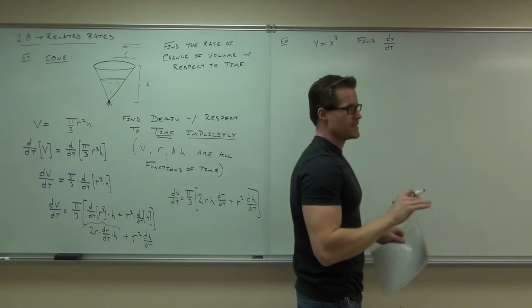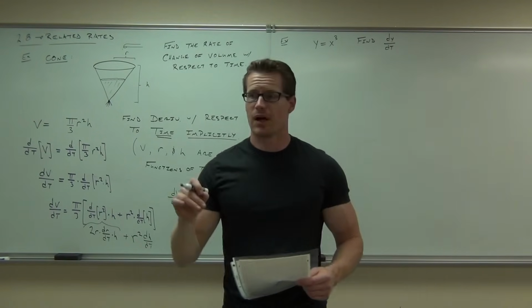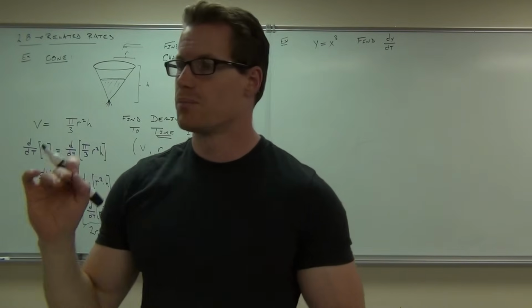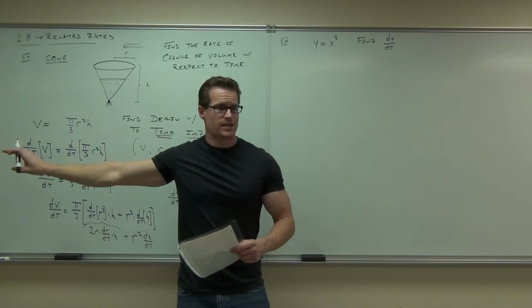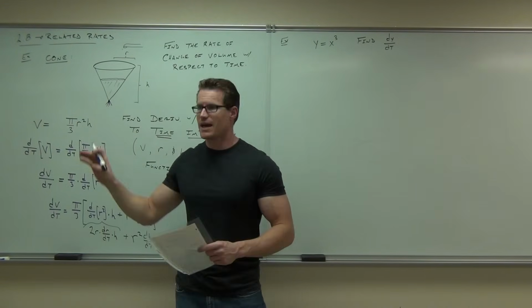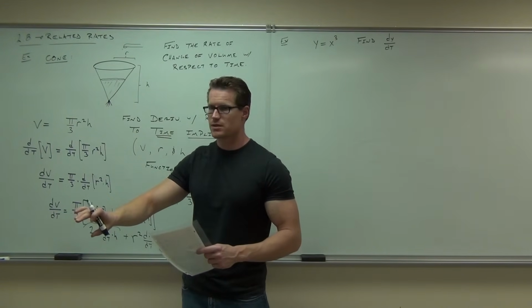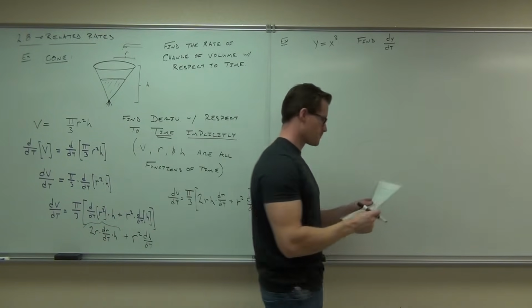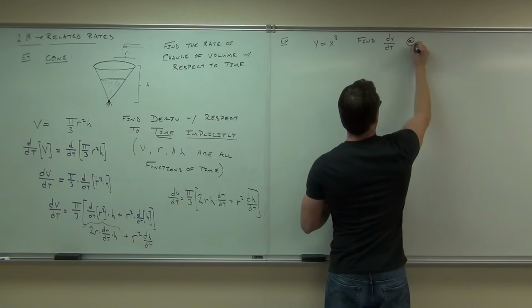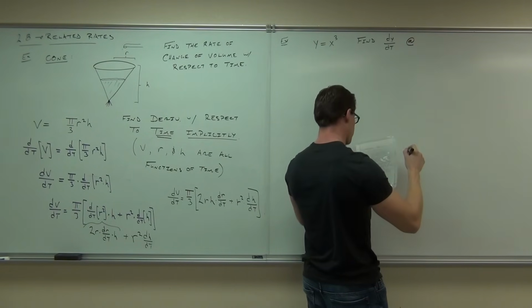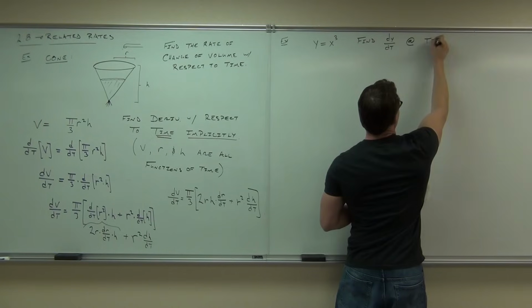Find dy dt, and here's what this implies. It implies that y and x are both functions in terms of t, just like this was. It implies that y is changing according to time and x is changing according to time. Are you with me on this? So they're functions in terms of t, at t equals 1.